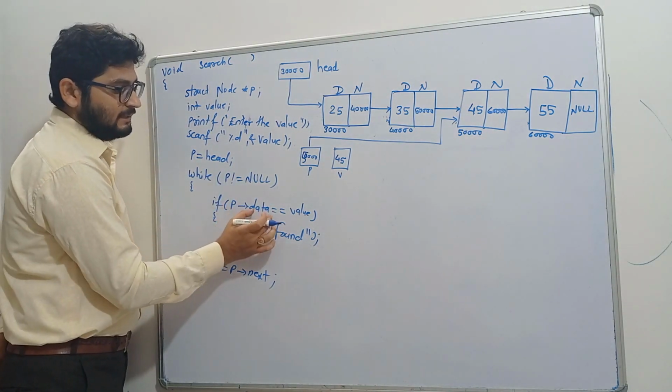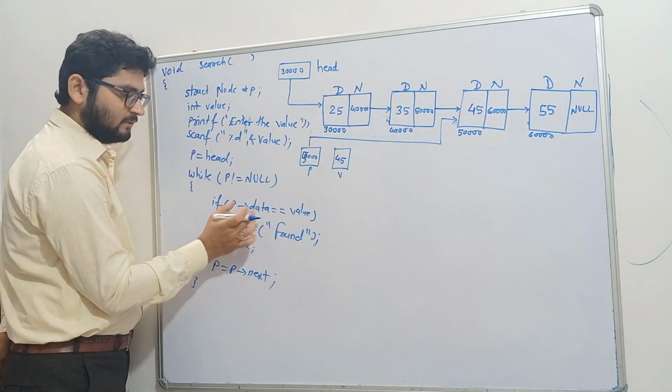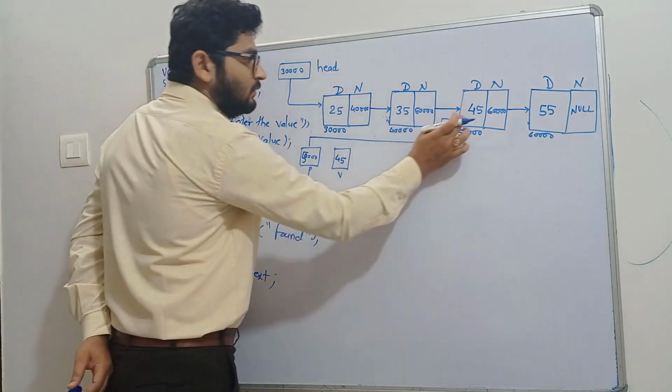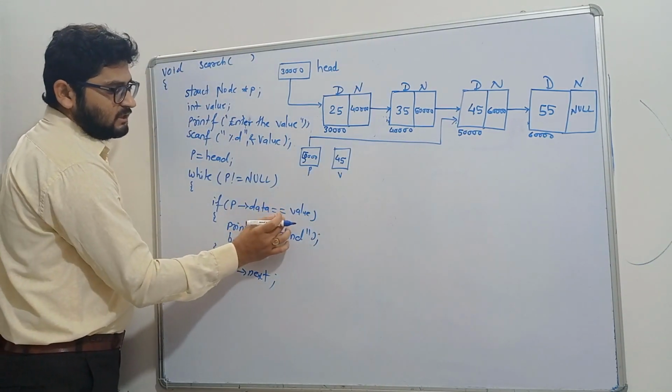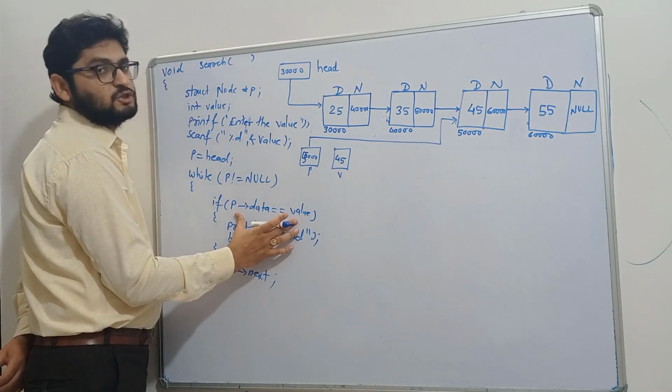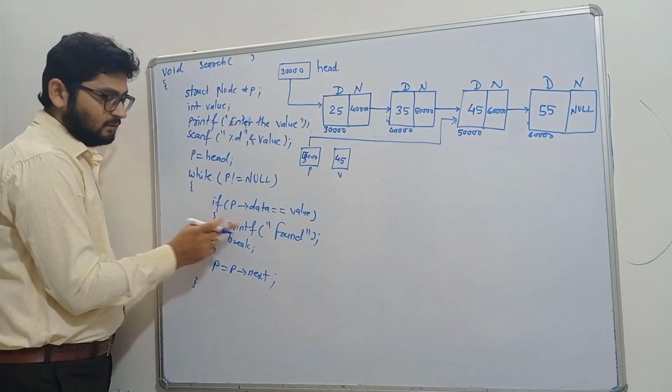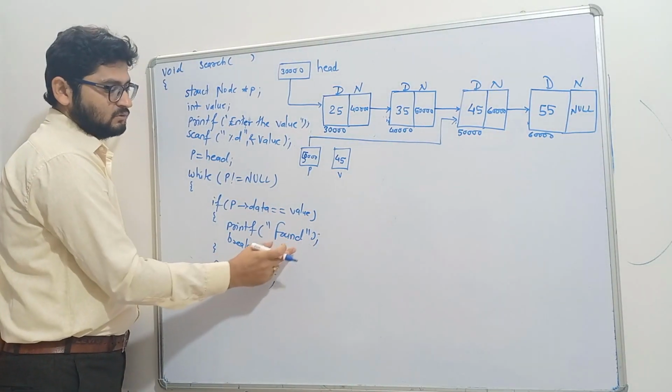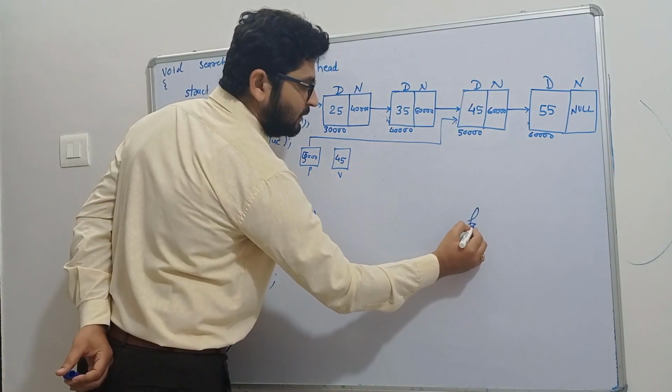Again it will come over here. P arrow data means the data of the node to which p is pointing, that is 45. Now 45 is equal to value, which is 45. So 45 equal to 45, the condition is true. And we will print found. The output will be found.